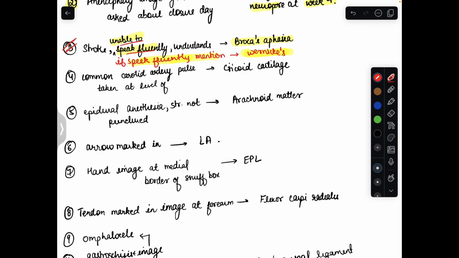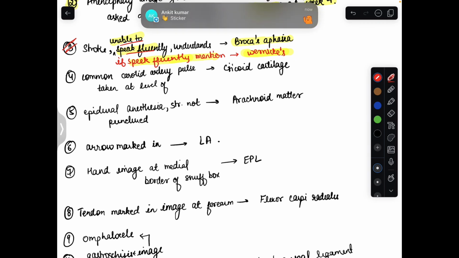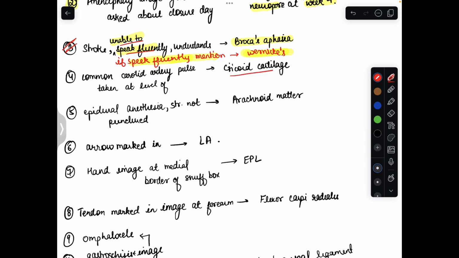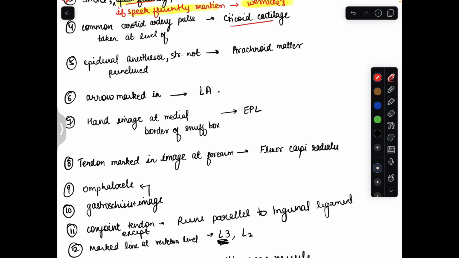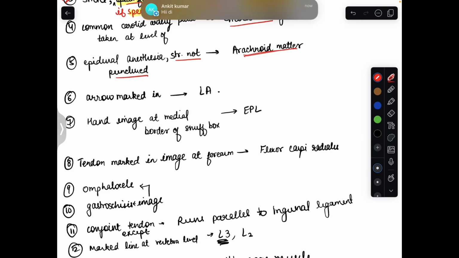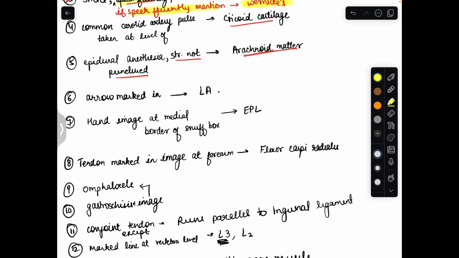Now for the fourth question, common carotid artery pulse, at what level can we measure the common carotid artery pulse? This was the question, and the correct answer for this is cricoid cartilage. So cricoid cartilage is the correct answer where we can measure the common carotid artery pulse. Now for the fifth question, epidural anesthesia was given and asked which structure is not punctured. Which structure do we not puncture during epidural anesthesia? The answer is arachnoid mater. All other structures we have to puncture.